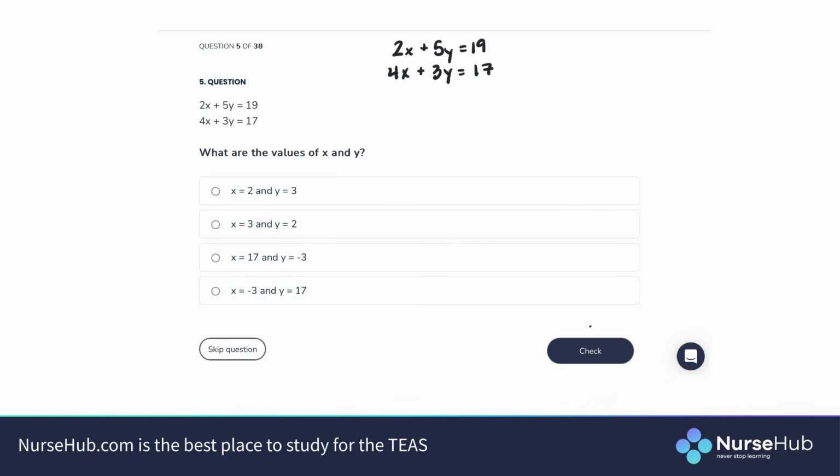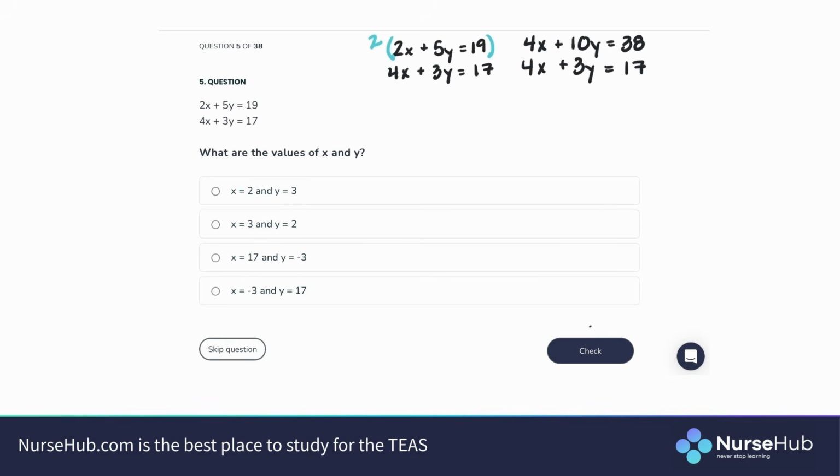How do we do that? Well, we make the x values the exact same number so that they would cancel out. I do that by multiplying the entire first equation by 2. That's a proportional relationship. So that actually gets me 4x plus 10y equals 38. Then I have 4x plus 3y equals 17.